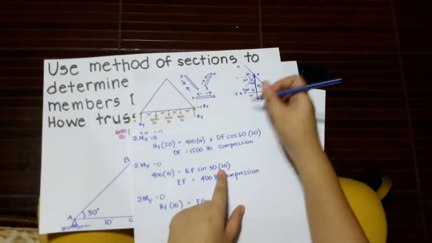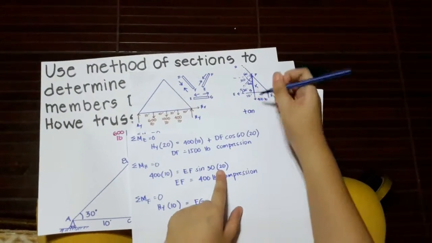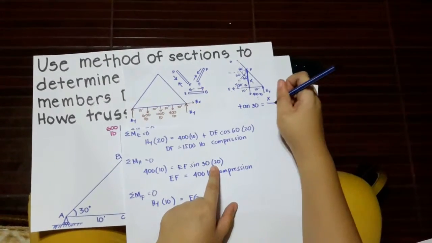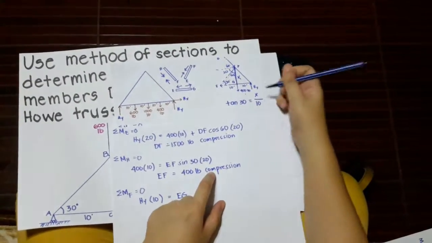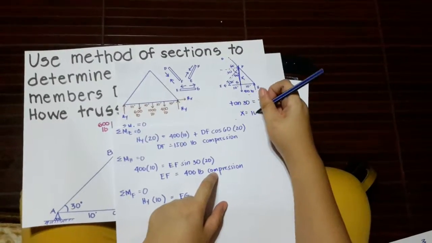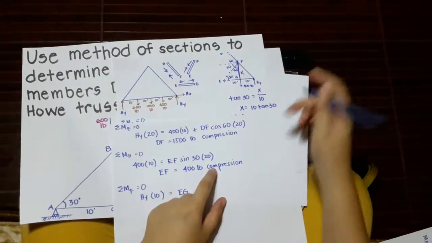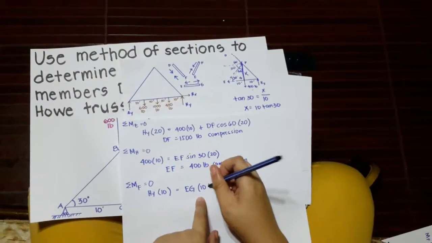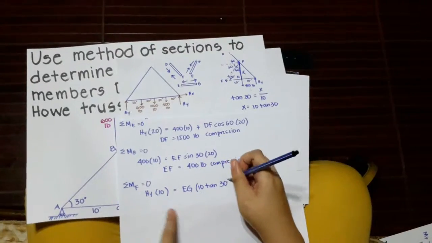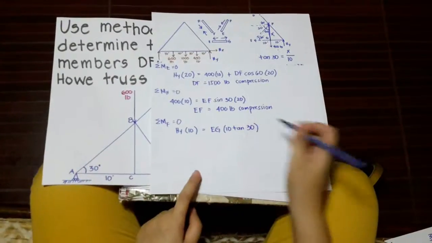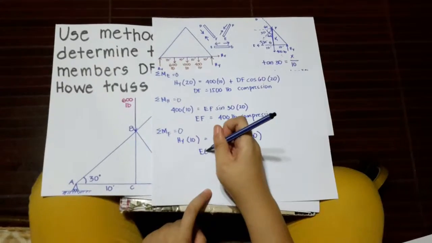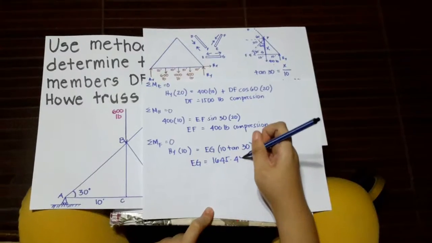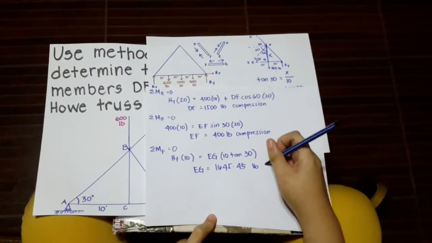If we compute for that, we're going to have tangent theta, which is 30, equal to the opposite side x over the adjacent side 10. So x will be equal to 10 tangent 30. That will be the distance. So I'm going to put it here, 10 tangent 30. Computing for that in your calculator, EG will be equal to 1,645.45 pounds tension.